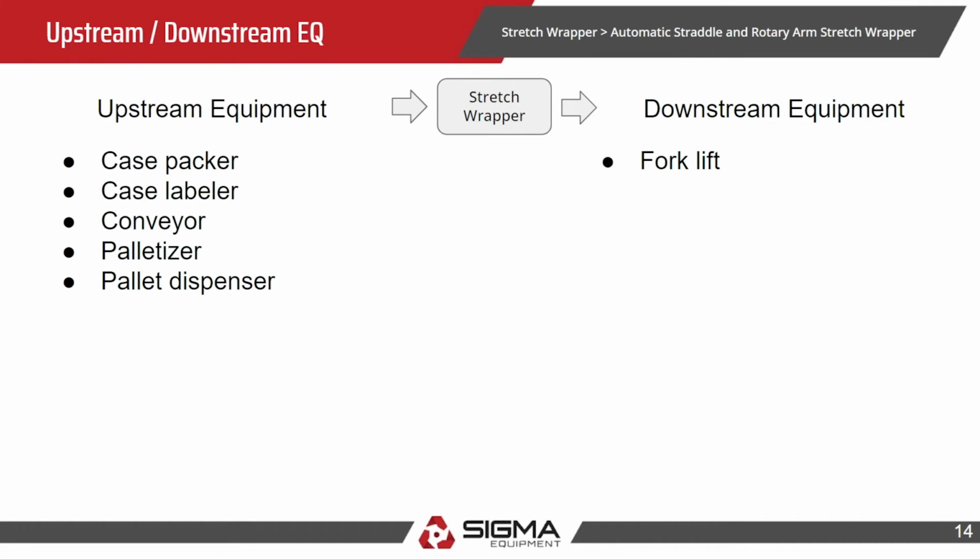Upstream and downstream equipment. Of course, you're going to have case packers, case labelers, conveyors, or live rollers, palletizers, or pick and place, as well as pallet dispensers. And then downstream, the only thing you're really going to see is a forklift.